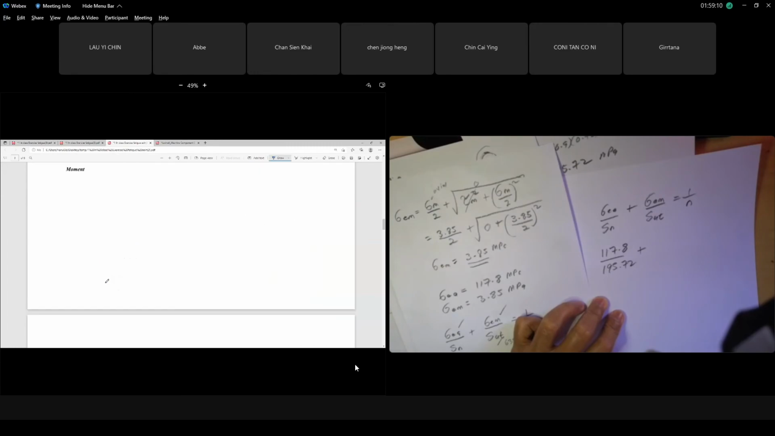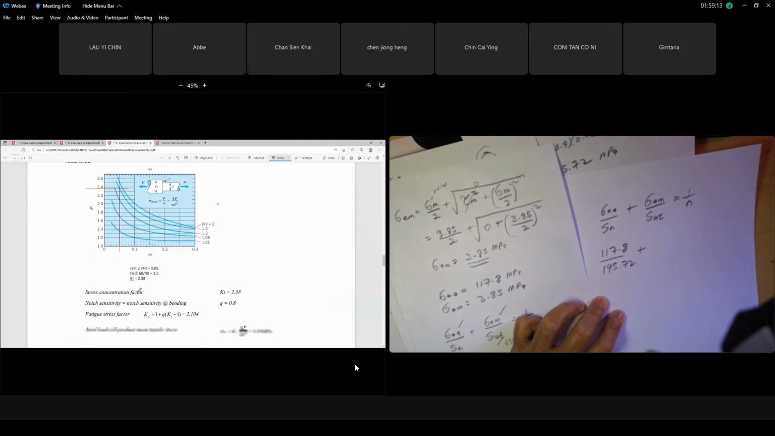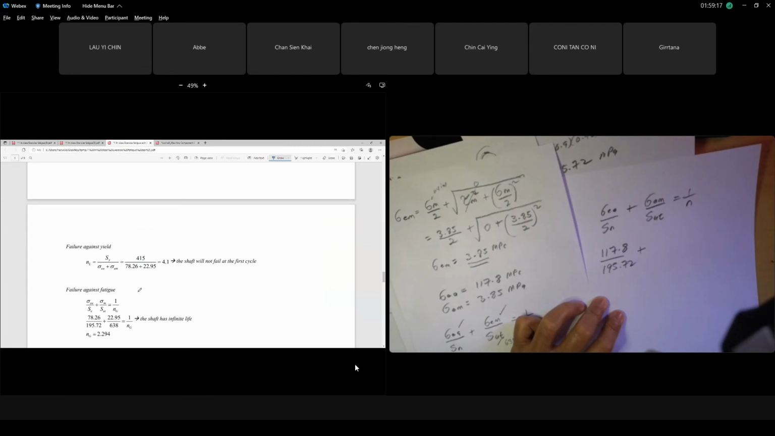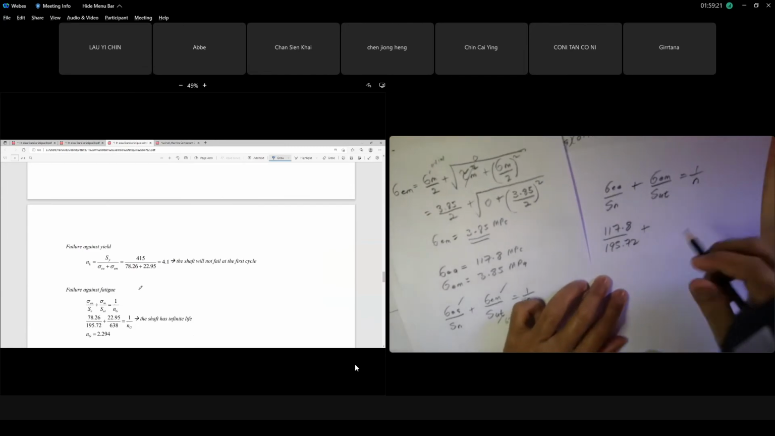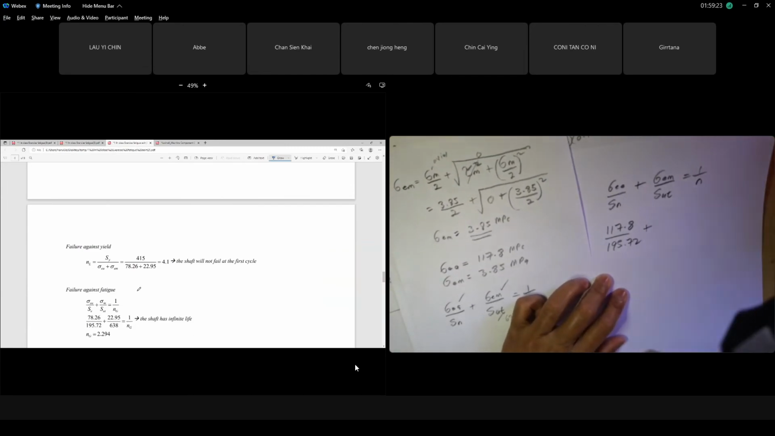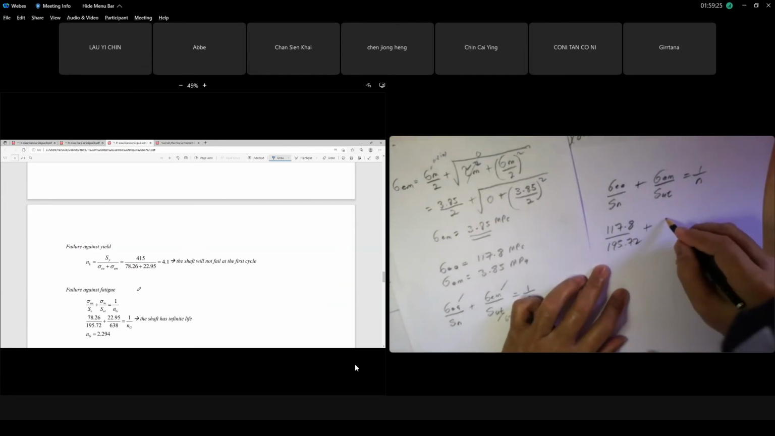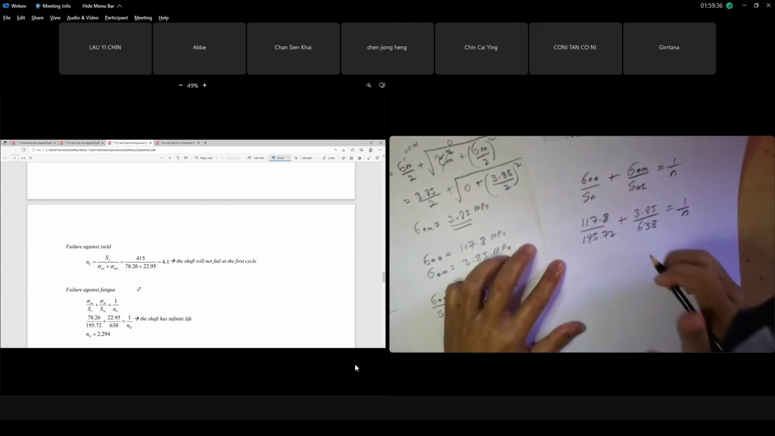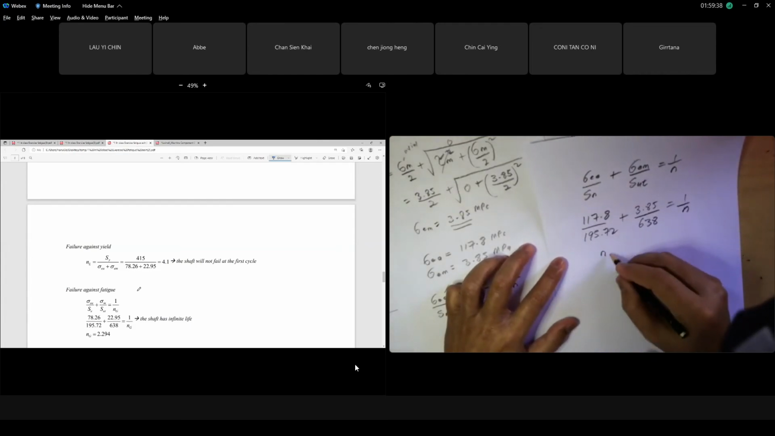So you got the safety factor last time, for the groove only. Okay, you have to calculate also for Langer. Hold on. For sigma EA, sigma EM is 3.85 over SUT, which is 638, equal to one over the safety factor. So the safety factor you got is based on Goodman.